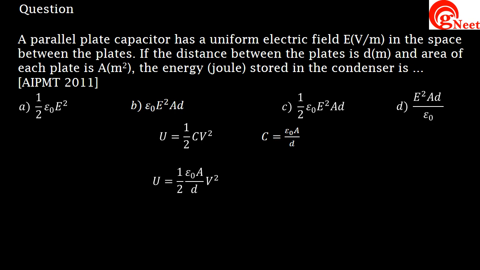Now, by dividing and multiplying the equation for the energy by d, we get U is equal to half of epsilon 0 A into d multiplied by V square upon d square. As E is equal to V upon d, therefore V square upon d square is equal to E square. By replacing V square upon d square by E square, we get U is equal to half of epsilon 0 A d into E square. Therefore, option C is correct.